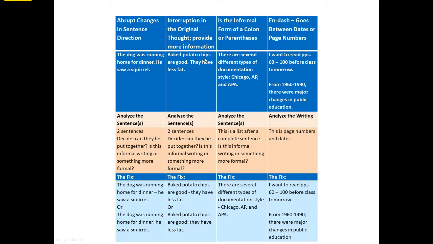If we're going to provide more information, we can write it like this. The example, baked potato chips are good, period. They have less fat. Analyze the sentences. Well, we know that there are two of them. Can they be put together? Is it informal or something formal? Doesn't matter in this particular case. Baked potato chips are good, dash, they have less fat. There's that providing of more information. But we can also write it as, the baked potato chips are good, semicolon, they have less fat.